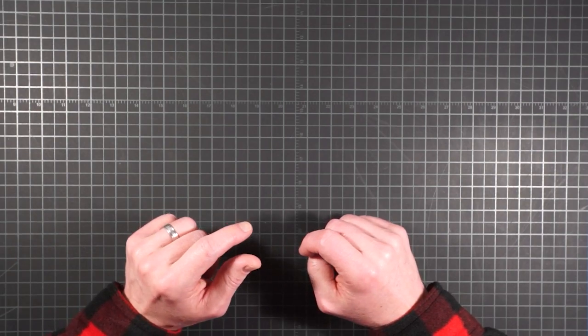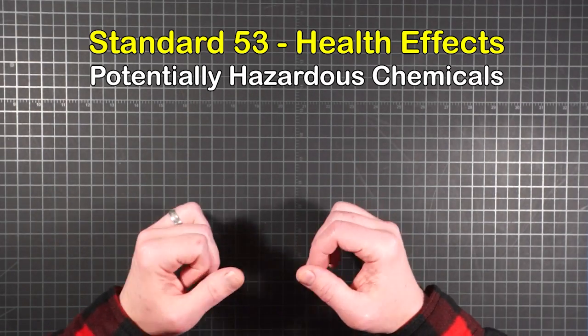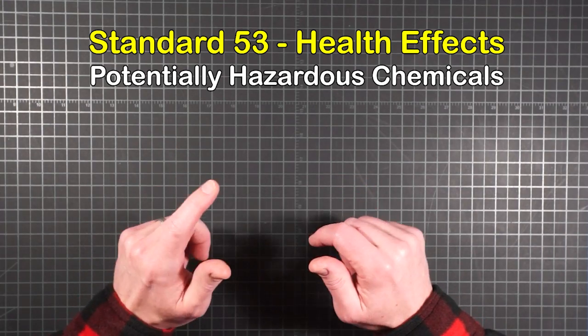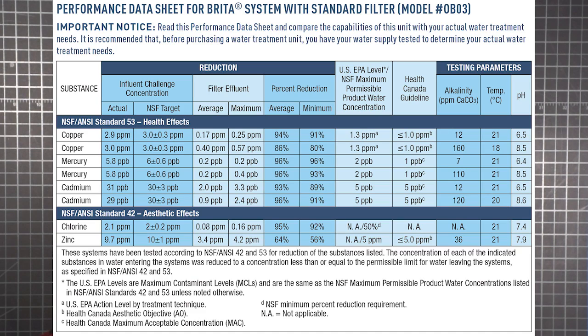Beyond Standard 42 for aesthetic effects, there is Standard 53 for health effects. This is where you look for data on the reduction of chemicals known to have adverse health effects in sufficient concentration. This data sheet for the standard Brita filter shows what some of those numbers can look like. And while these detailed and specific numbers are exactly the kind of thing I love to see, I have to point out a problem with the idea that what you see here in any way certifies that the filtered water will in fact be below the concentration levels set by the EPA.